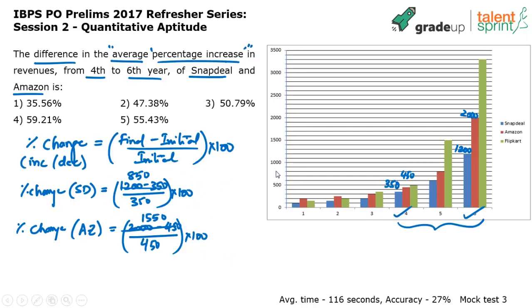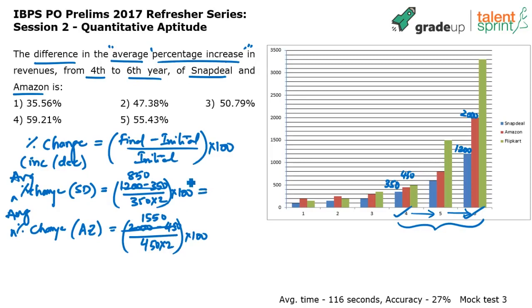Why do we have to divide by 2? Because we are looking for average percentage increase. This is the overall percentage increase from 4th year to 6th year. But average for 2 years, right? From 4th to 5th and then from 5th to 6th. So divide by 2. So if I have to consider average, I'll divide this by 2. So multiply the denominator by 2. Here also if I have to consider average percentage change, I will multiply the denominator by 2. Right?